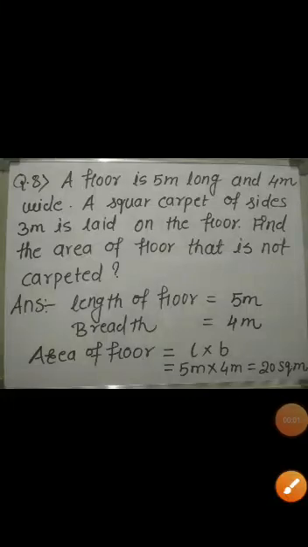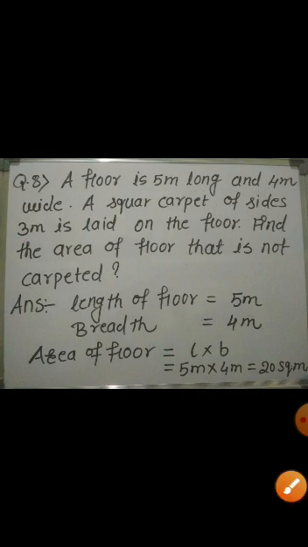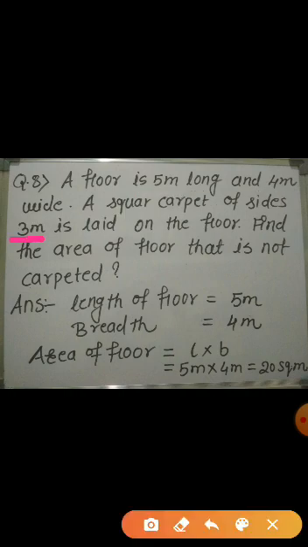Students, now I am going to discuss the question number 8 and 9 of exercise 10.3. See the question number 8 first. A floor is 5 meter long and 4 meter wide. Means length and breadth of floor are given to us, which is 5 meter and 4 meter respectively. A square carpet of sides 3 meter is laid on the floor. Means side of square carpet is also given to us, which is 3 meter. Then find the area of floor that is not carpeted.